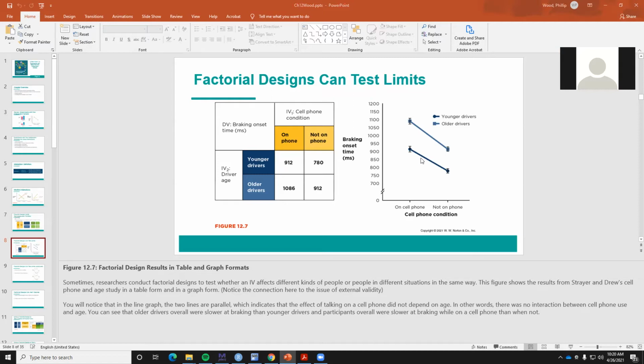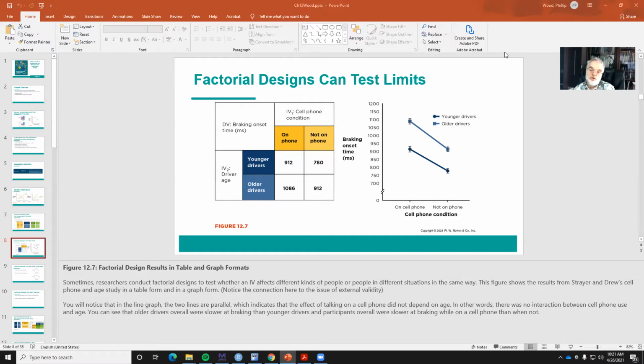So we can tell that there's two main effects because the older drivers and the younger drivers are far apart. They're not in the same range. And then we can see there's the main effect of being on the phone because braking time decreases for both of them. Yep. And so then with interaction, there's no interaction because they're both about the same. The slope of those lines is about the same, yeah.